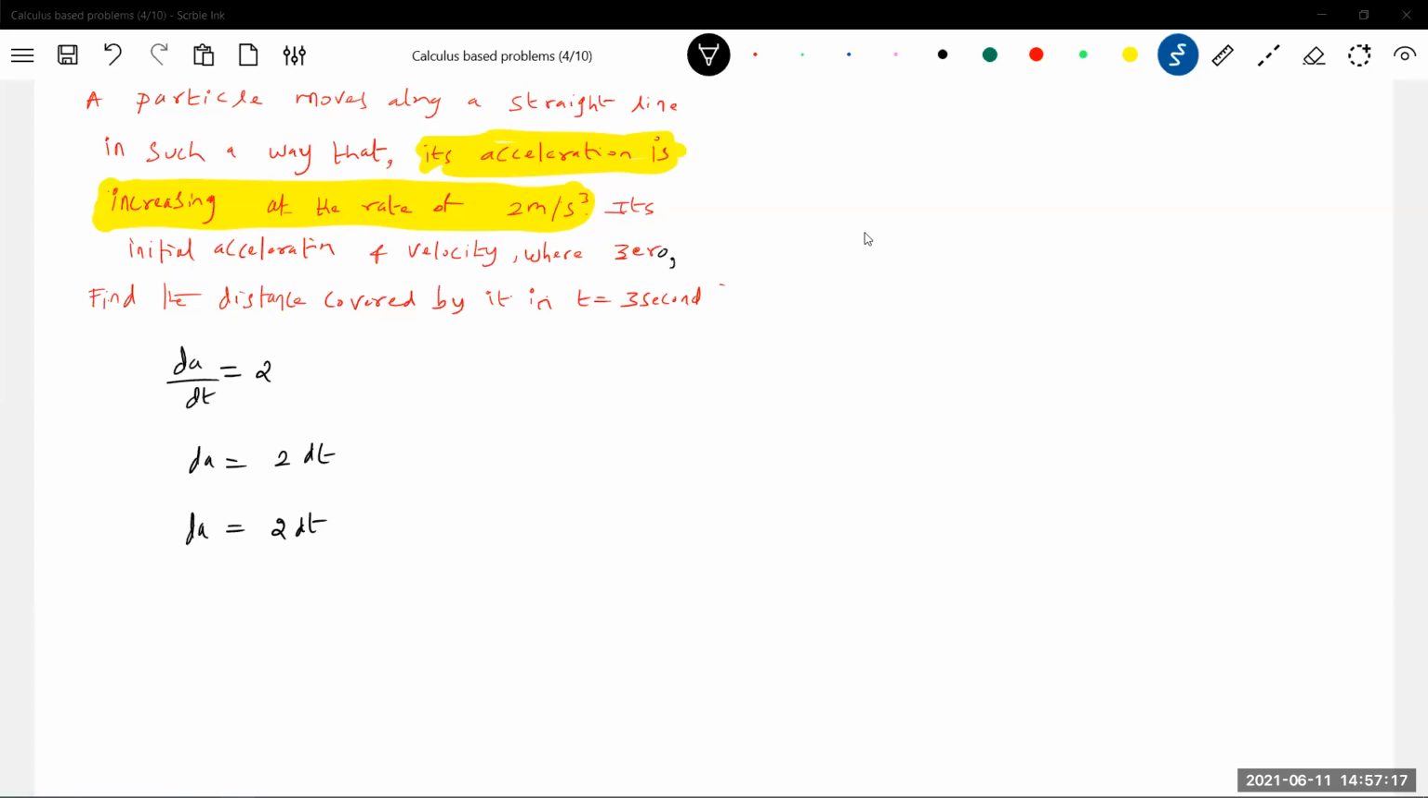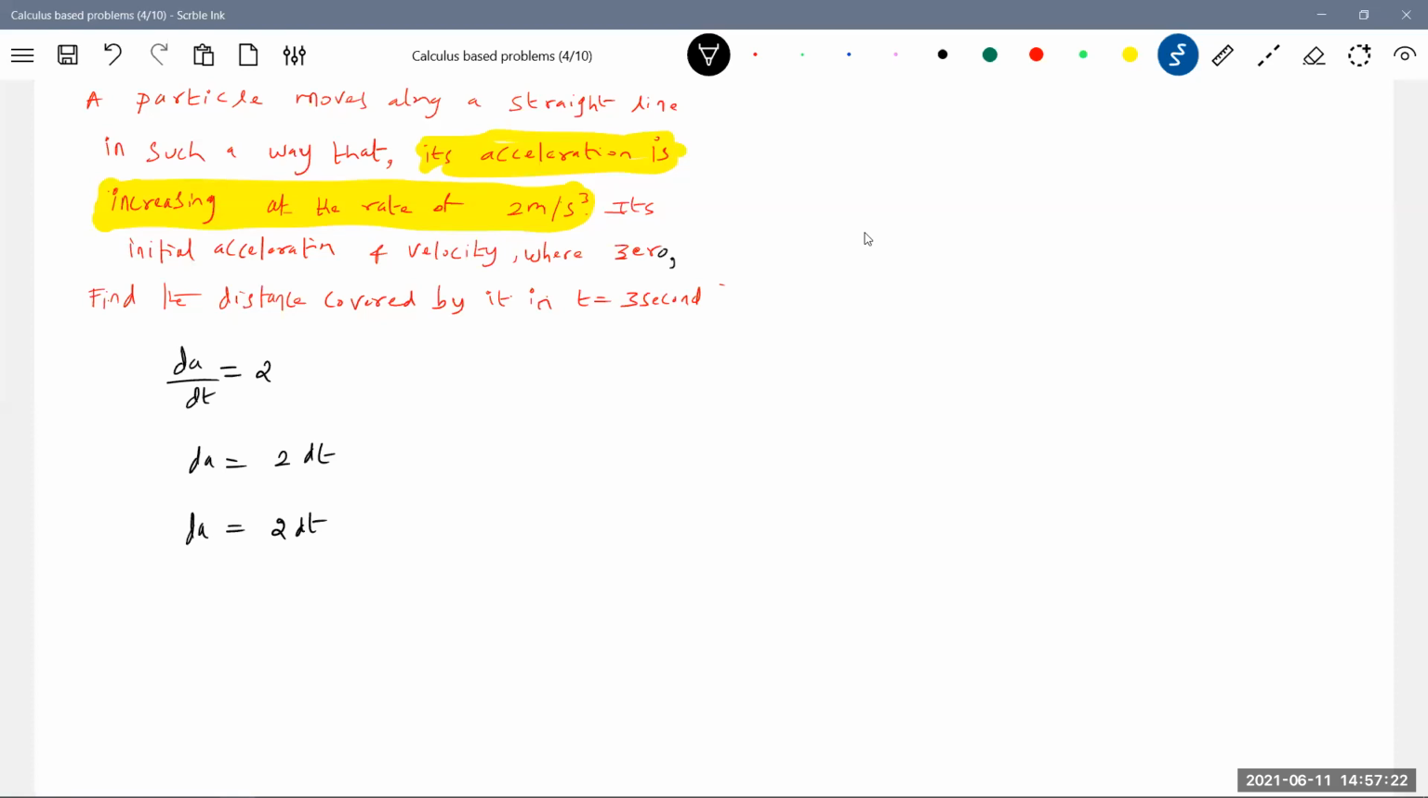Okay, agreed. Somehow I got dA. So here I'm going to put the limit like this. So at t equal to 0, the initial acceleration and velocity were 0. Look at the limit. Initial acceleration and velocity were 0. So at t equal to 0 the acceleration will be 0. So a is equal to 2t. Then find the distance covered in t. So we have acceleration.